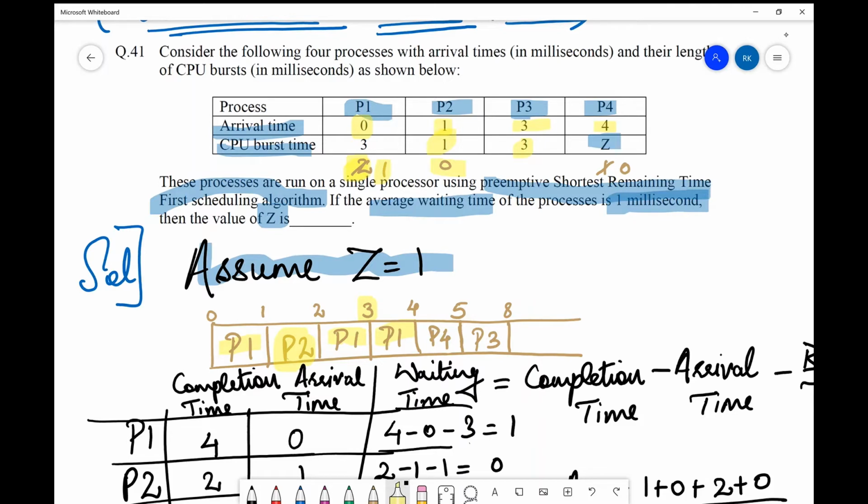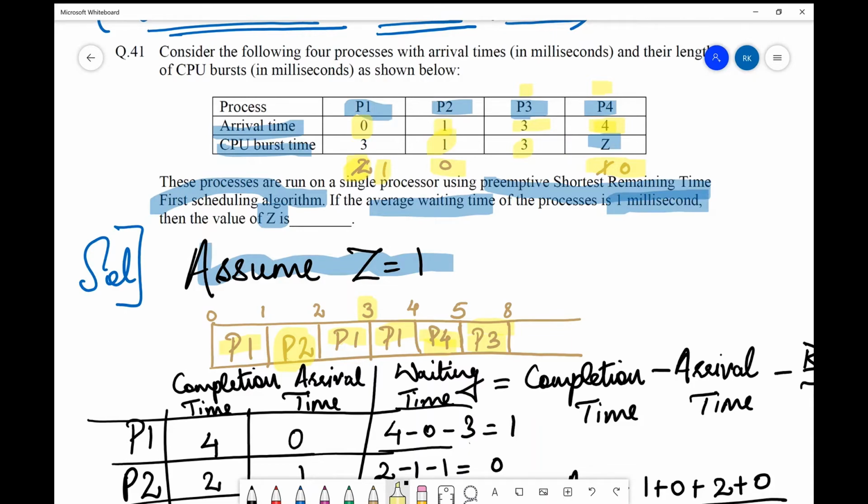Then after 1 second, P1 completes. But at t equals 4, P4 also arrives. Now we check among P3 and P4 which one has the shortest remaining time. P3 has 3 units to be executed, whereas P4, as we had assumed Z equals 1, has only 1 unit to be executed. Therefore we'll be scheduling P4. I schedule P4 for 1 unit of time, and after that P4 completes and I'm left with P3. It's 3 units, so I schedule P3 at the end for 3 units, from 5 to 8.